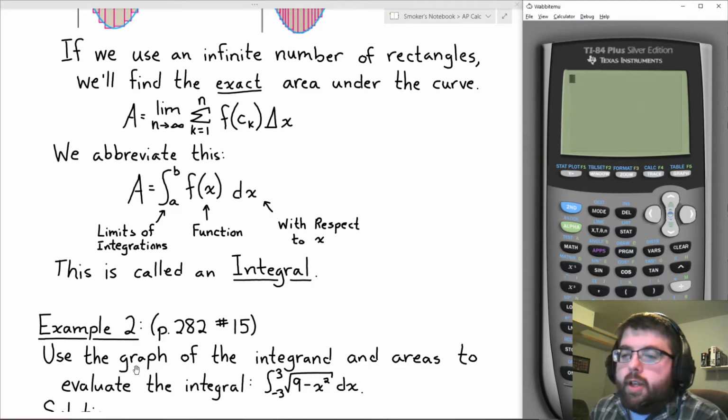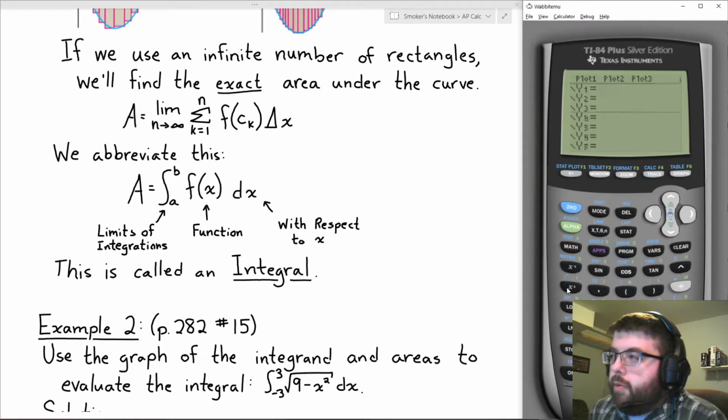Use the graph of the integrand. Integrand is the part of the integral that's the function. And areas to evaluate the integral from negative 3 to 3 of the function square root of 9 minus x squared. So I'm going to go into y equals, and I'm going to do second square root 9 minus x squared. Okay, and I'm going to do a zoom 6.